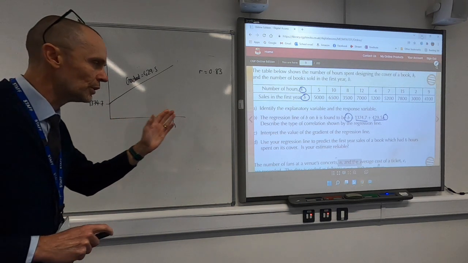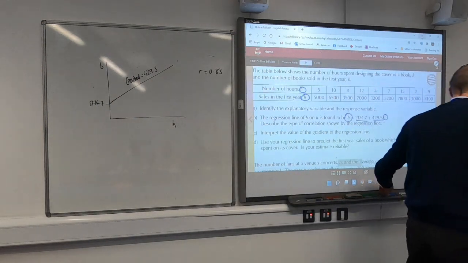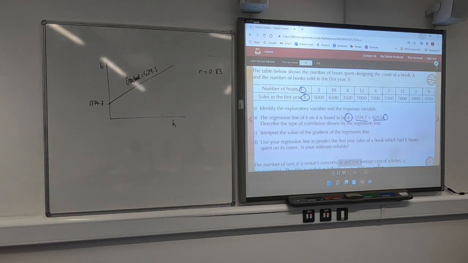And then use the regression line to predict the value of the book said 6 hours. And let's just check that's the right way round. Yep, we are using x to predict y, so that's the way that this is supposed to be used. So what we do is we just make x, or h, sorry, equal to 6. So I get 2,951.7.